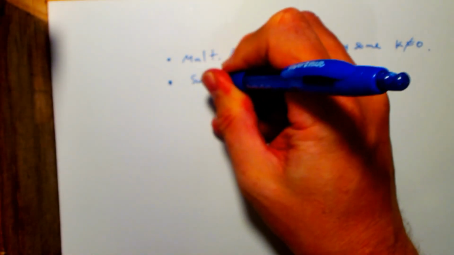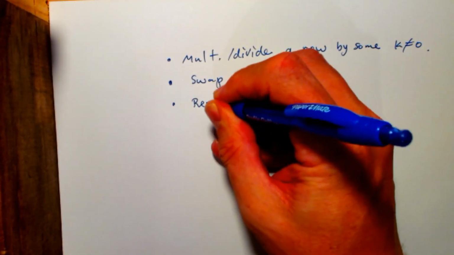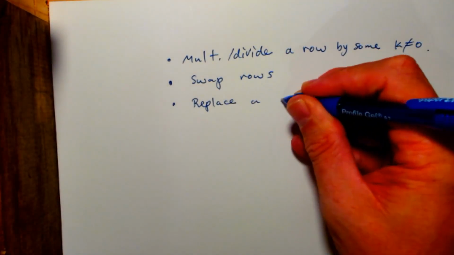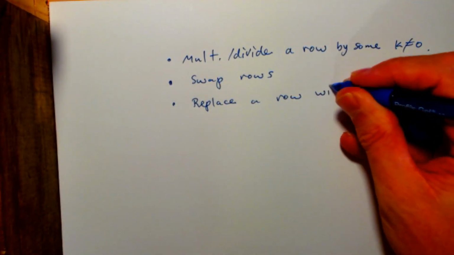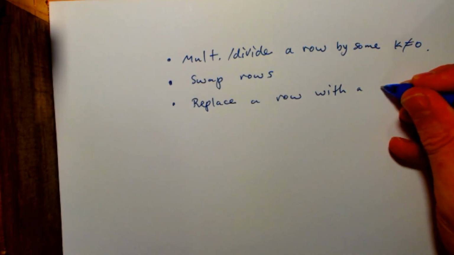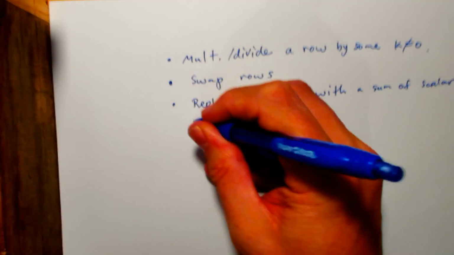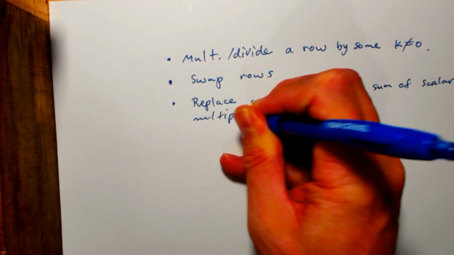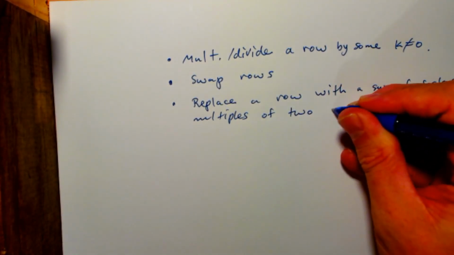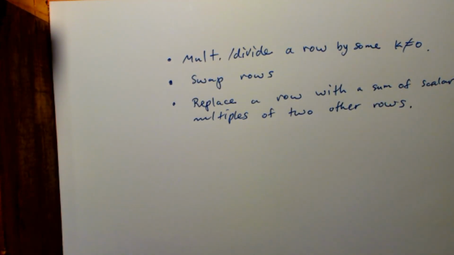We can swap rows. We can replace a row with a linear combination of two other rows, or a sum of scalar multiples of two other rows. Okay, so these two here are covered by the third one, right?